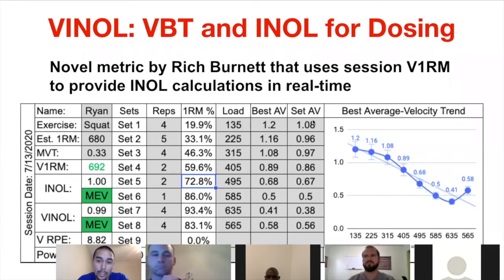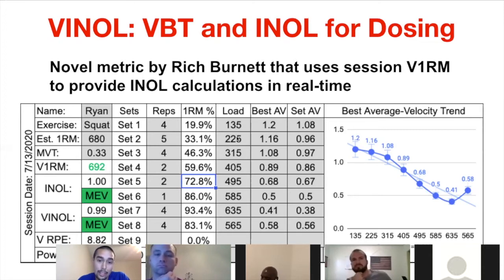JT, I don't want you to get confused: there is a difference between best average velocity and set average velocity. Set average velocity means that across all 4 of those reps, he averaged a 1.08. But the best rep of those 4 was a 1.2. That makes sense? So the 1.2 is what we're using to calculate his estimated 1 rep max over here on the left, the 692 so far, okay?